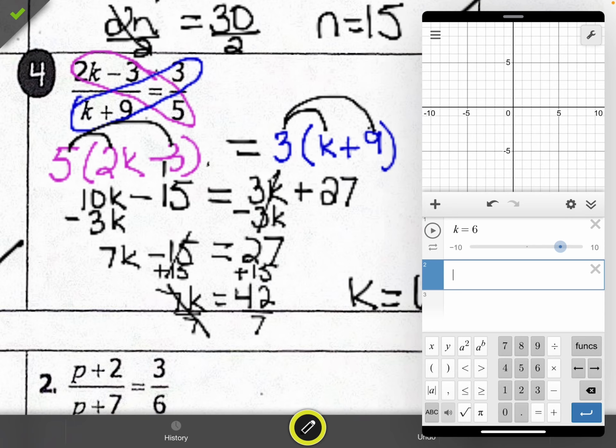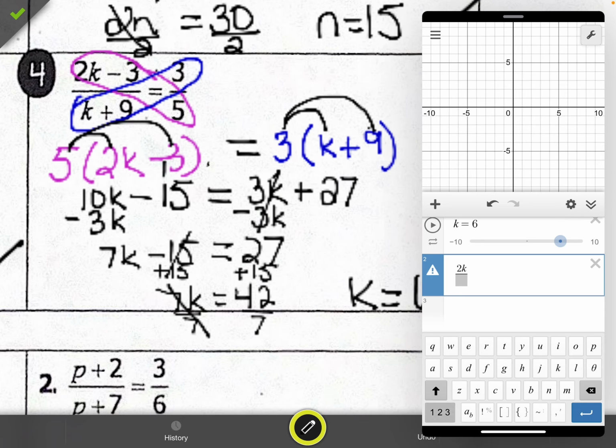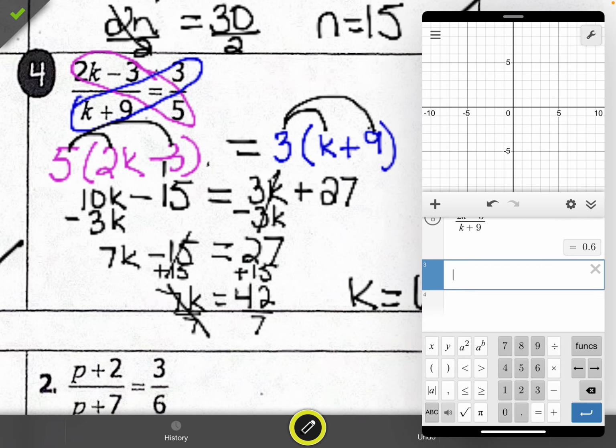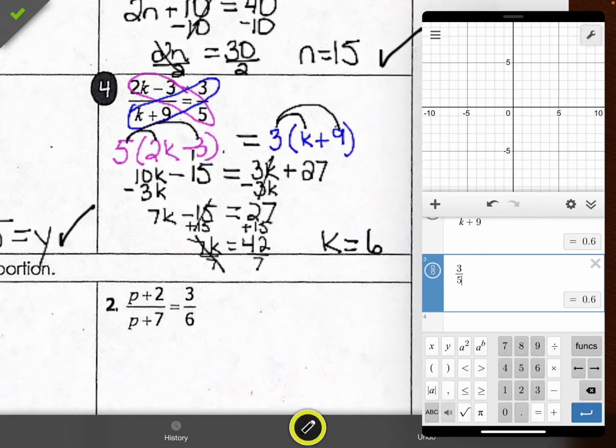All right, so we're going to type in the first. Now, the first is a pretty big fraction, so hit the divide bar first so it will create the fraction for you. So we're going to say 2k minus 3 on the top. Then we're going to type in k plus 9 on the bottom. And it's going to give me a number. Okay, so I got 0.6. Now I'm going to type in what's on the right side of my equal sign, which is just 3 divided by 5. 0.6. So that tells me I solved my equation, or my proportion, correctly. And so I can give myself a check.